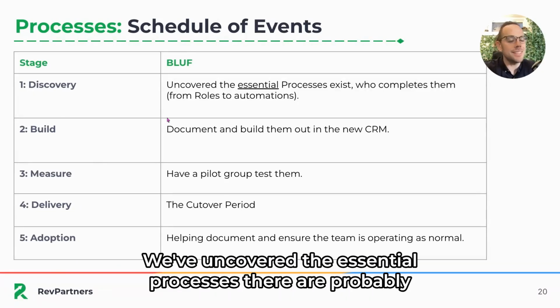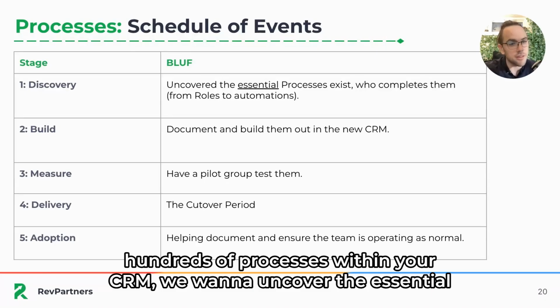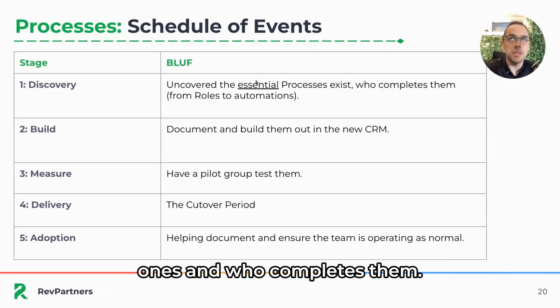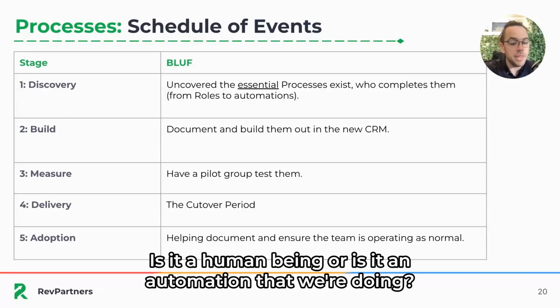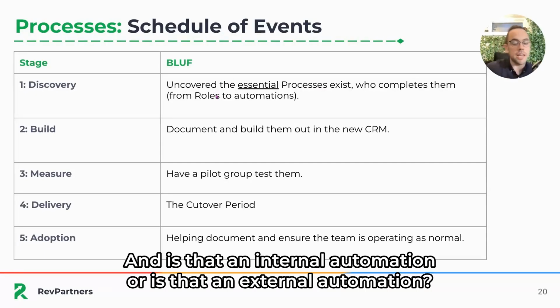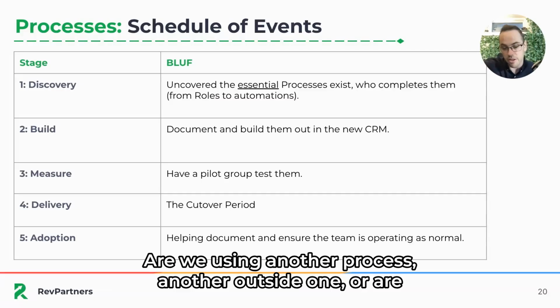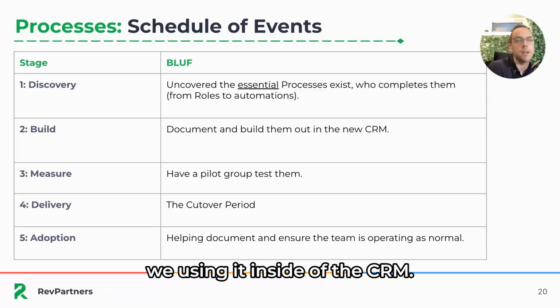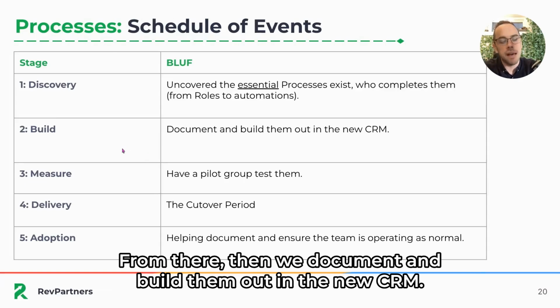We've uncovered the essential processes. There are probably hundreds of processes within your CRM. We want to uncover the essential ones and who completes them. Is it a human being or is it an automation? And is that an internal automation or an external automation? Are we using another outside process, or are we using it inside of the CRM? From there, we document and build them out in the new CRM.